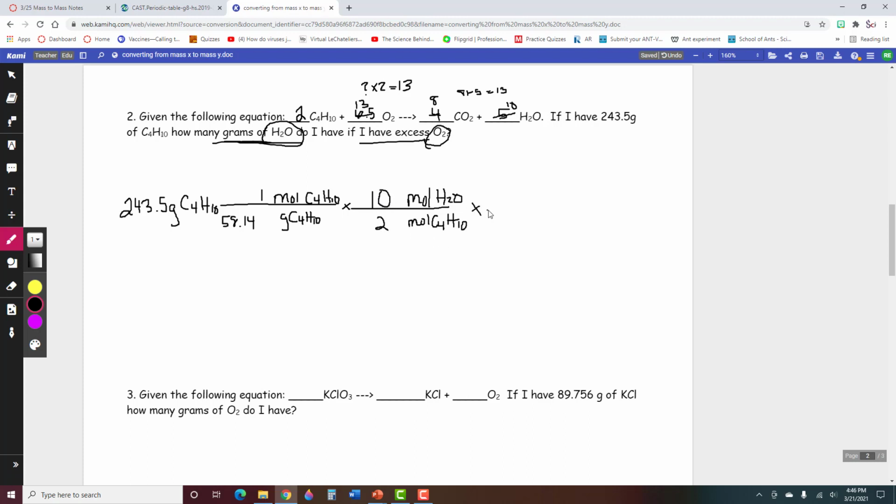And then next division bar, take your top unit, moles of H2O, and then I'm going to go to grams of H2O because that's what they asked me for, and so that needs to be my last unit on the top. And then this is going to be 1. H2O would be 1.01 times 2, which is 2.02, and then plus 16, so that's 18.02.